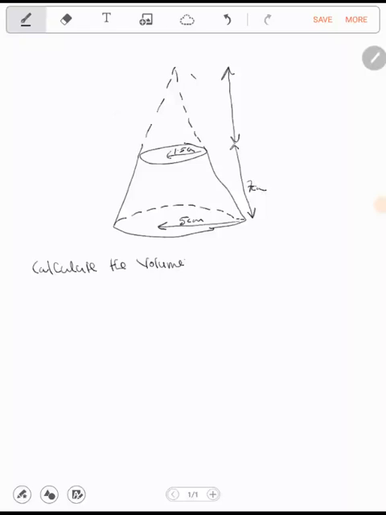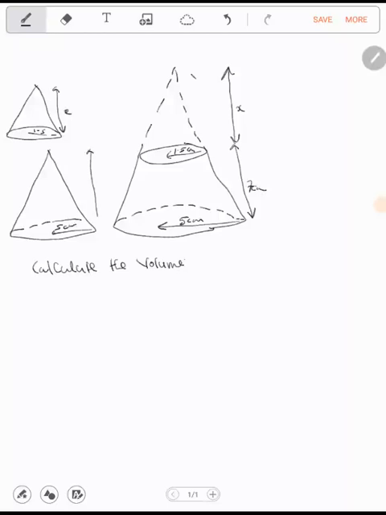Just to sample it, we have a smaller cone with radius 1.5. Let me call this height x. Then we also have a bigger one with radius 5, and the height is starting from there to there, which is x plus 7 centimeters. Now I need to find this height. How do I find this height?